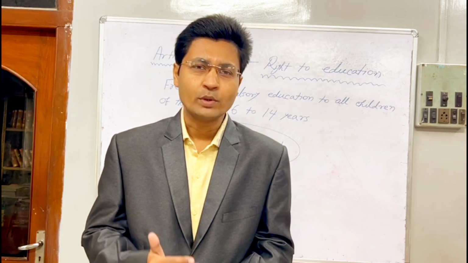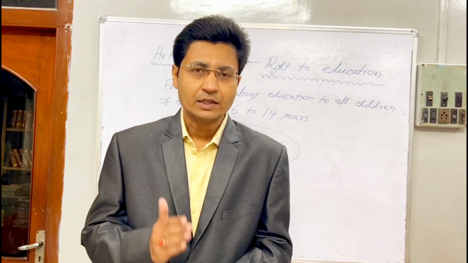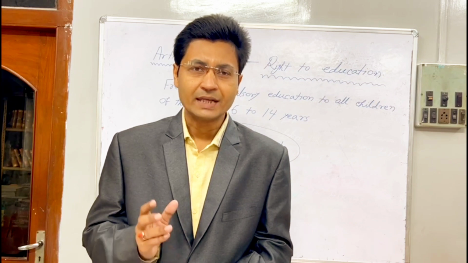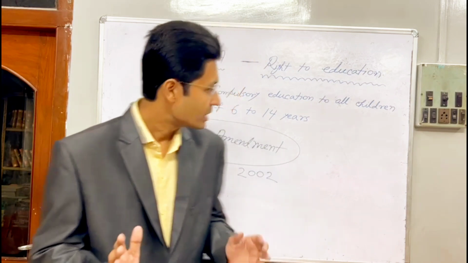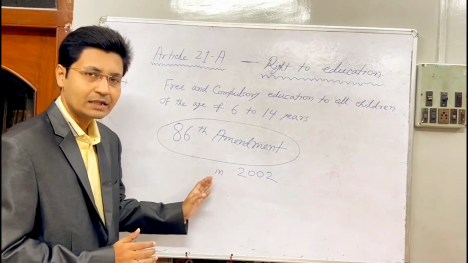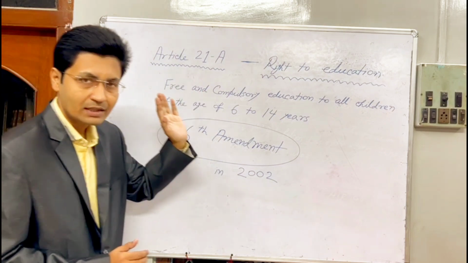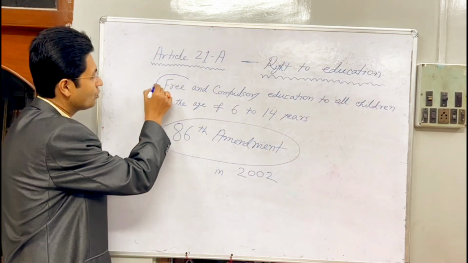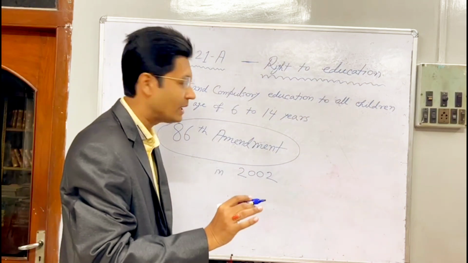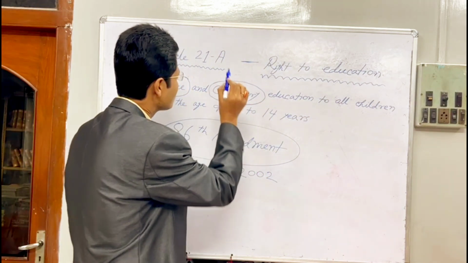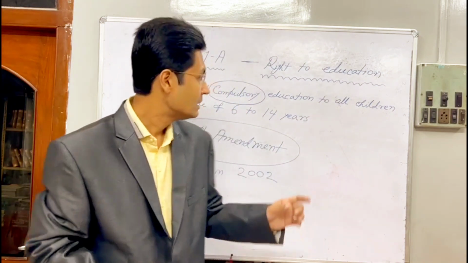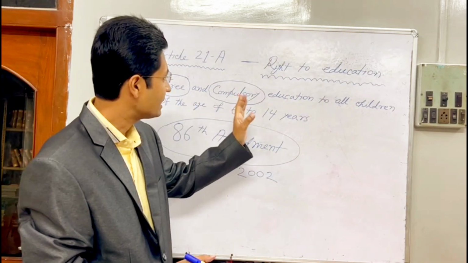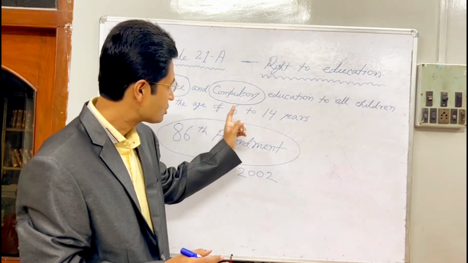By virtue of Article 21A of the Constitution of India, it is the duty of the state to provide free and compulsory education to all children from the age of 6 to 14 years. So what is the effect of the 86th Amendment in the year 2002? Article 21A was inserted, which provides for the right to education, free and compulsory education. These two words are very important: education should be freely provided and it must be compulsory. Literally, it means it must be provided to all children in our country, free and compulsory education from the age of 6 to 14 years.